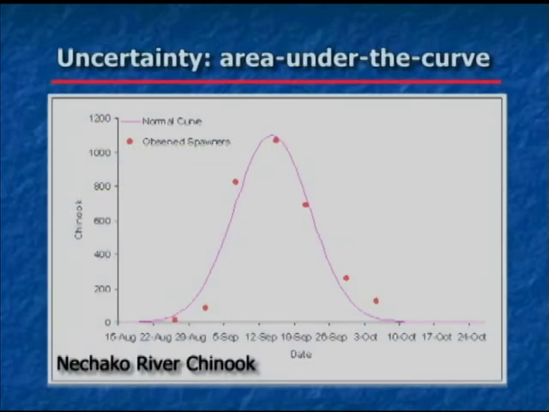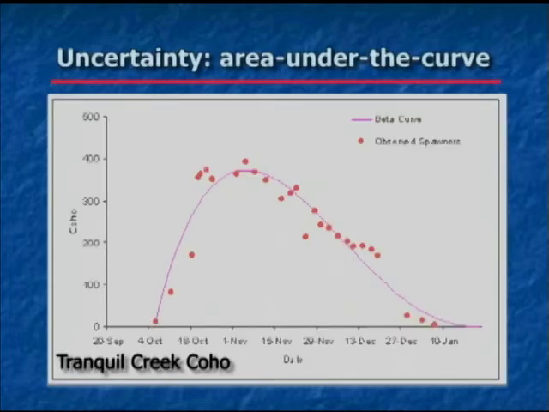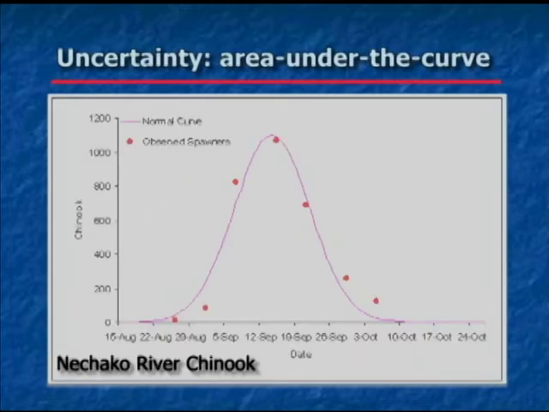And even within a species, they can vary between different regions. So in this illustration, we have Chinook salmon from the Nechako River, and we have coho salmon from the Tranquil Creek, which is over on the west coast of Vancouver Island. And for the Chinook salmon in the Nechako River, we fit what we call a normal shaped curve to describe the dynamics of the spawners. And we see that there's some variability around this curve. The curve is the best fit, but the red circles are the actual counts, what was actually counted.